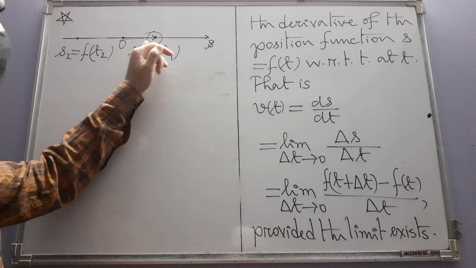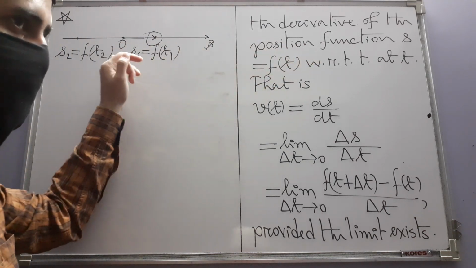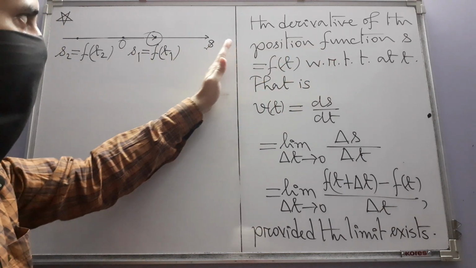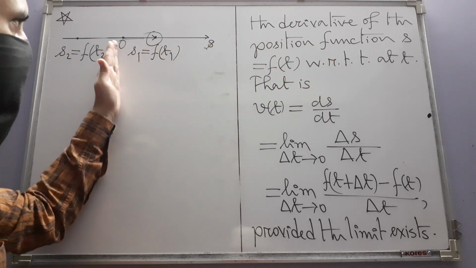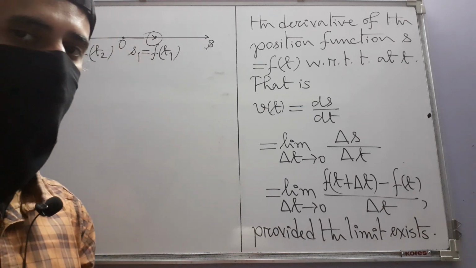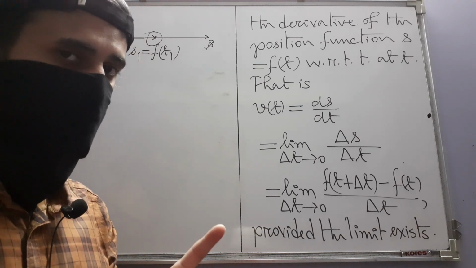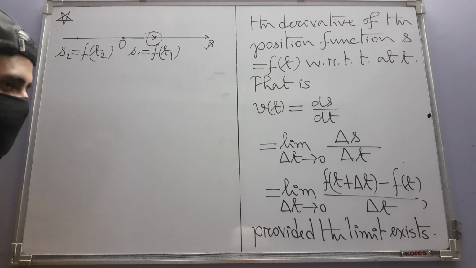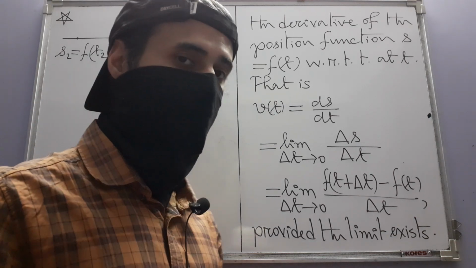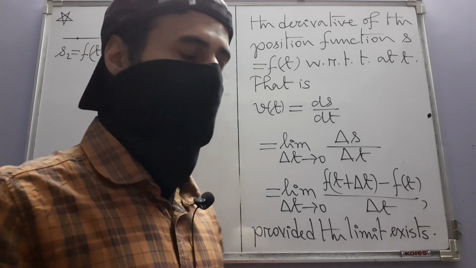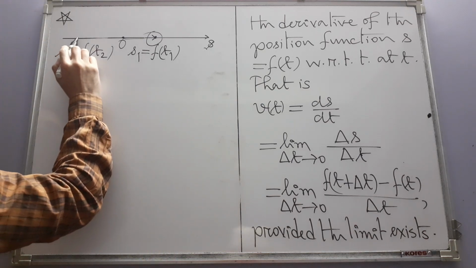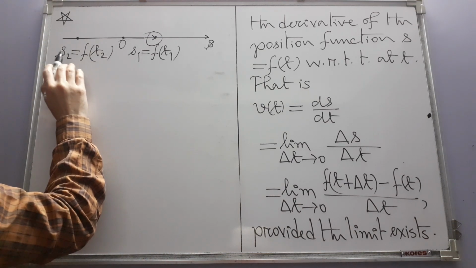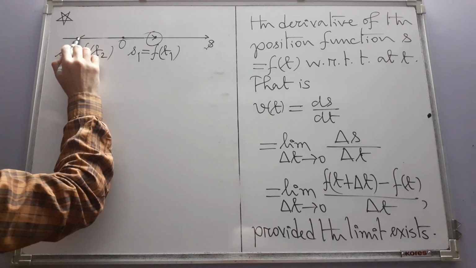The vector can become larger or smaller in magnitude depending on how far or close the object is to the origin, and also it can lie on the other side. So the vector can be negative as well. For example, the position vector of this position of the object is this.